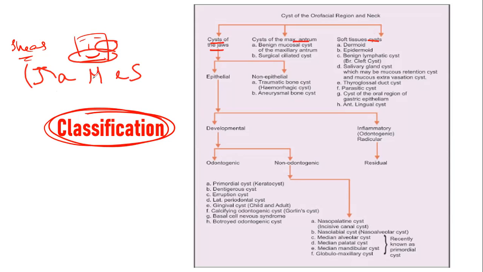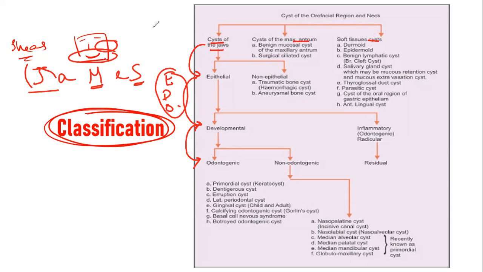J for jaws, M for maxillary antrum, S for soft tissues. Now further, the cysts of the jaws can be classified into 3 layers, which is remembered by the mnemonic Edo. Okay, so James Edo.